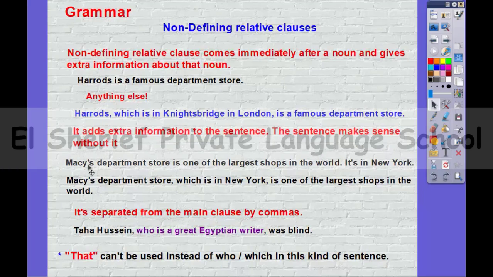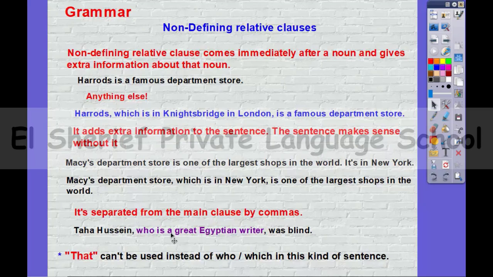Another example, Macy's department store is one of the largest shops in the world. It's in New York. So Macy's department store, which is in New York, is one of the largest shops in the world. So this relative clause, which is in New York, this is the non-defining relative clause. And you can note the commas here. We want to say that this part of the sentence is not important and we can drop it. So it's separated from the main clause by commas.